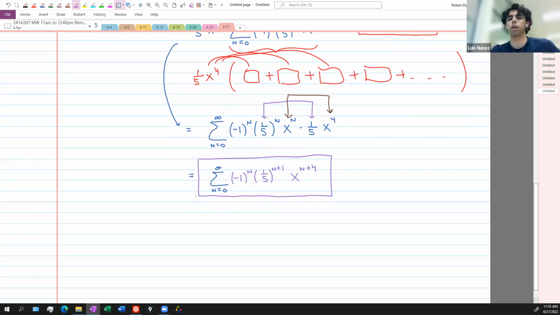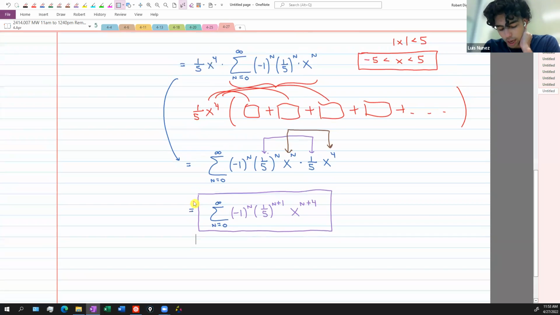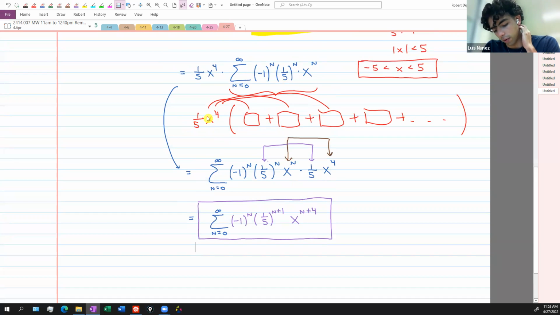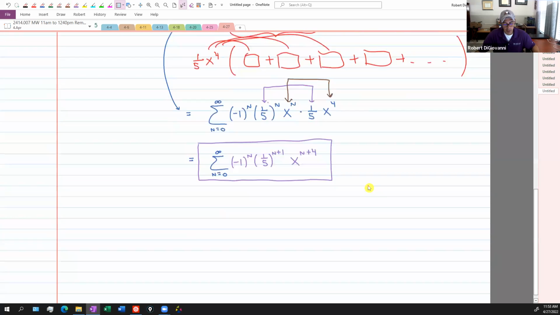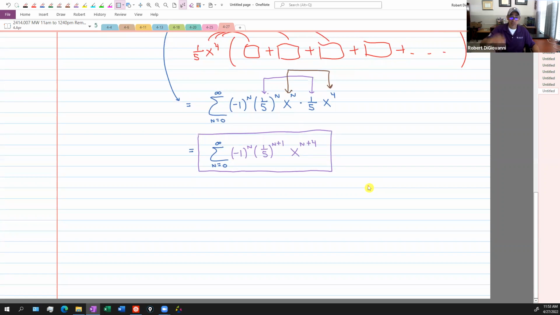So you're allowed to just plug it in. What do you mean plug in? In terms of that x^4, you're allowed to multiply it into the series, which means it just gets tacked into the formula. So that's my answer. That's the power series.